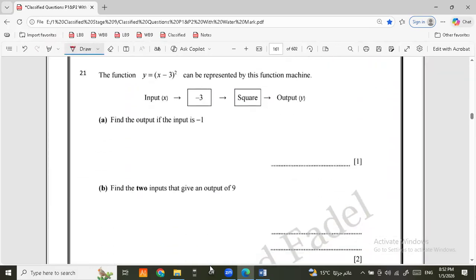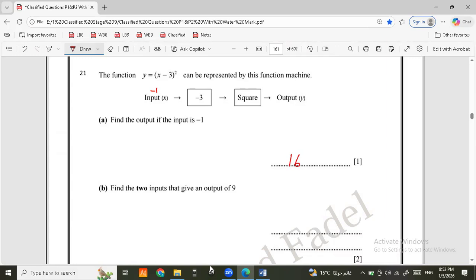The function y equals (x minus 3) all squared can be represented by this function machine. Input is x, then you minus 3, then you square, then the output is y. Find the output if the input is negative 1. The input is negative 1, so negative 1 minus 3 is negative 4. Square it, then it's 16.